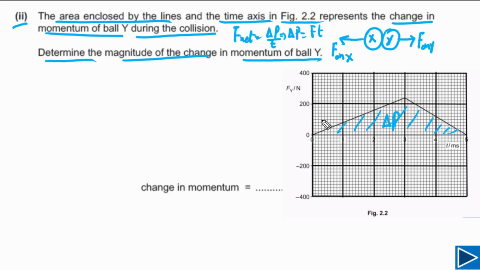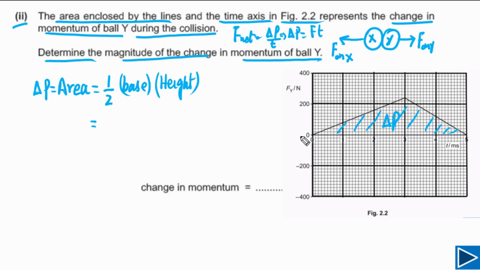Now we need to calculate the area. The area in this case is equal to the change in momentum. But if you look at the shape, this is a triangle. So we need to calculate the area of a triangle, and the area of a triangle is equal to 1/2 times base times height. The first thing we need to find is the base. The base is 5 minus 0, so the base in this case is equal to 5.